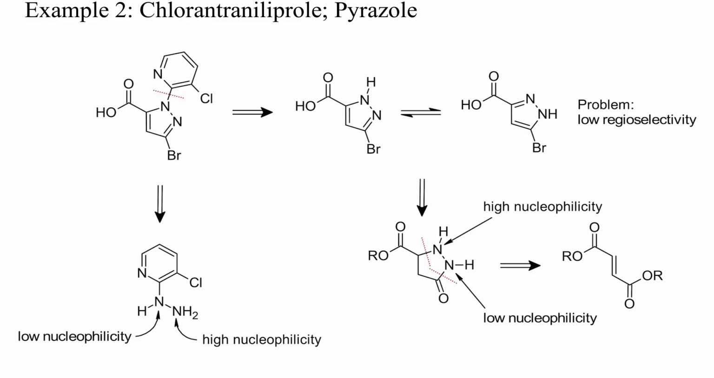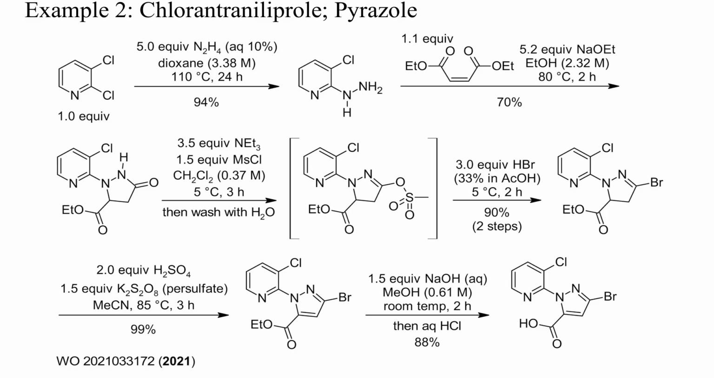Alternatively, a pyrazolidinone could be prepared from hydrazine and a fumarate. Here, again, both nitrogen atoms would have a different nucleophilicity, which should enable the selective arylation of the more nucleophilic site. One literature synthesis is shown here. Dichloropyridine was first converted into a hydrazine and then cyclized with diethyl maleate. Deoxybromination, dehydrogenation with persulfate, and saponification then gave the required pyrazole carboxylic acid.